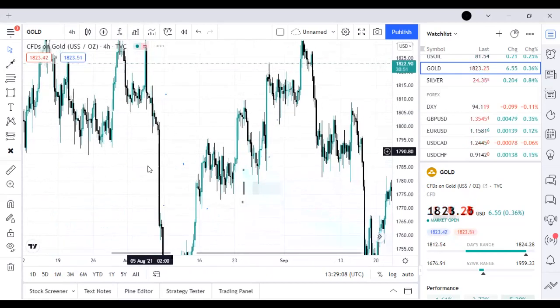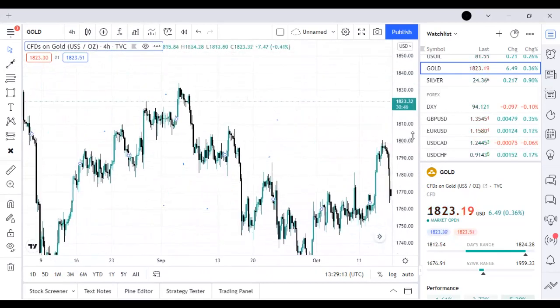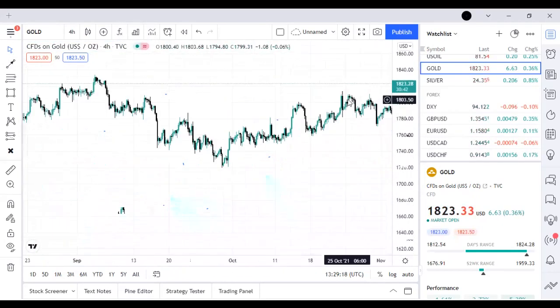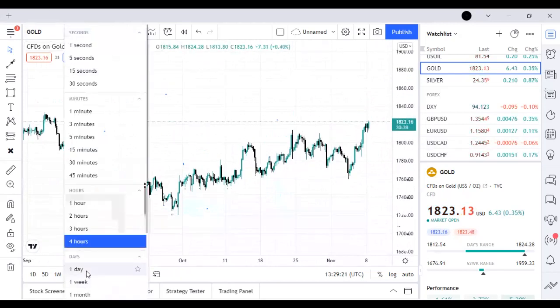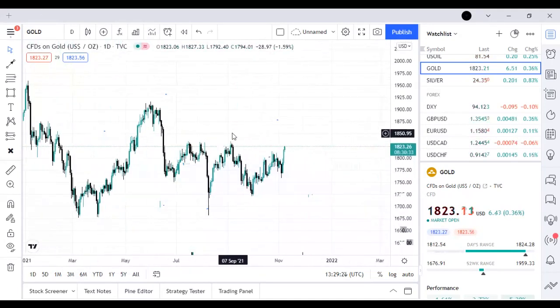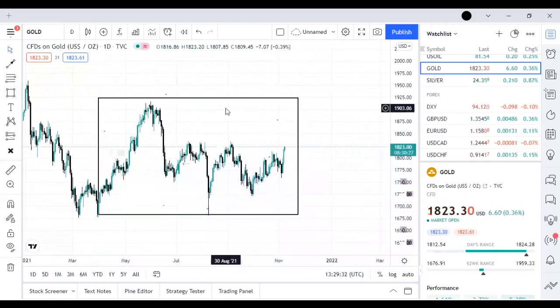Now, if you look at what gold is actually doing right now, we can see from the higher time frame, let's go to our daily. Now we can actually see from the higher time frame that gold does not really have a direction. Right? Gold is actually trading in a range.